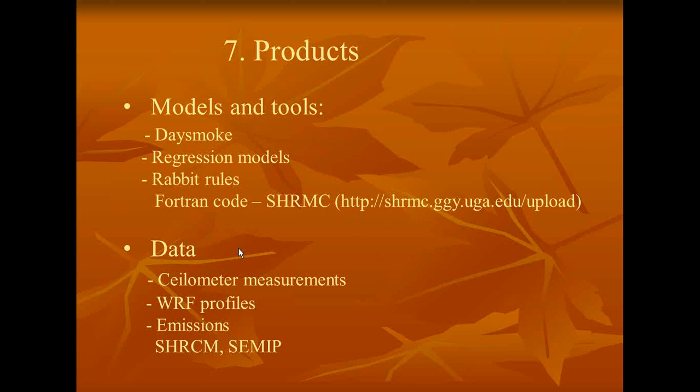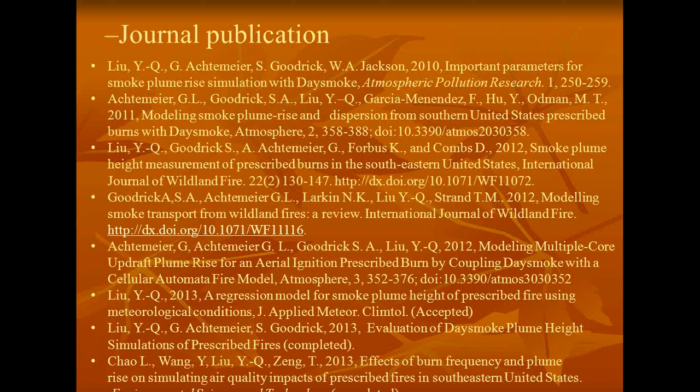A second form of products are the data, including measurements from the ceilometer, also the model simulations, and the calculation of fire emissions. Those data sets are also available from the FireMet website. Also, this data is provided to CMAQ for intercomparison of different models. And another form of products are journal publications. So far, we have 8 journal papers. 5 of them are published. 1 is accepted. 2 are completed, but still waiting for submission.